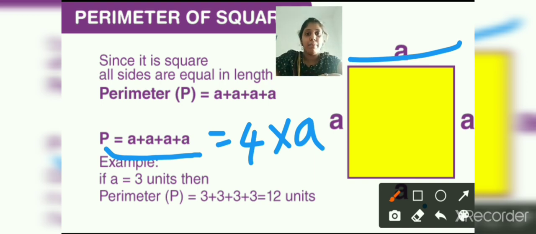Look at the example given. A is given as 3. So how can we find the perimeter? 3 plus 3 plus 3 plus 3 is equal to 12 units, or we can write it as 4 into 3, which is also equal to 12. This way we can find the perimeter of a square.